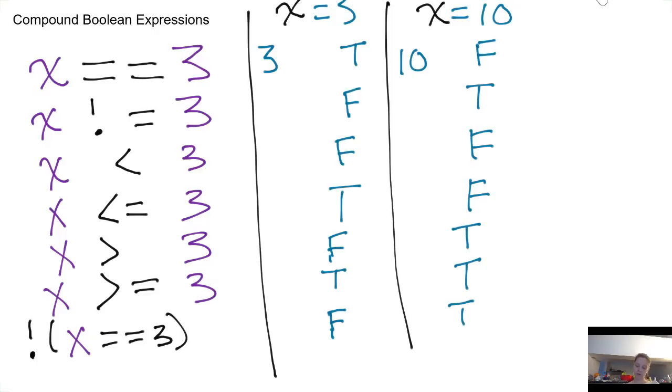The only two symbols that I am missing, and I'll write them on the side, were in the previous lesson: the double line means or, and the two ampersands mean and.